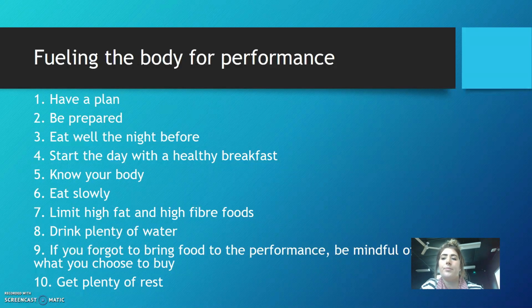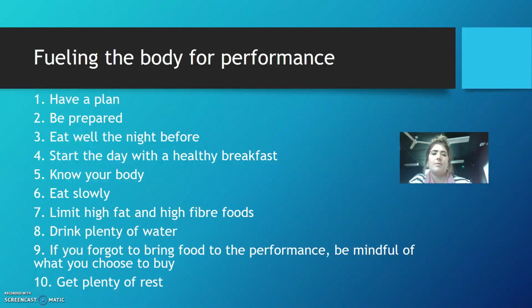To get ready for a performance, it's really important that you have a plan, that you're prepared, that you eat really well the night before, that you start your performance day with a healthy breakfast. Know your body and know what it needs. Know what makes it work. Know what makes it feel yuck. Know what makes it feel good.